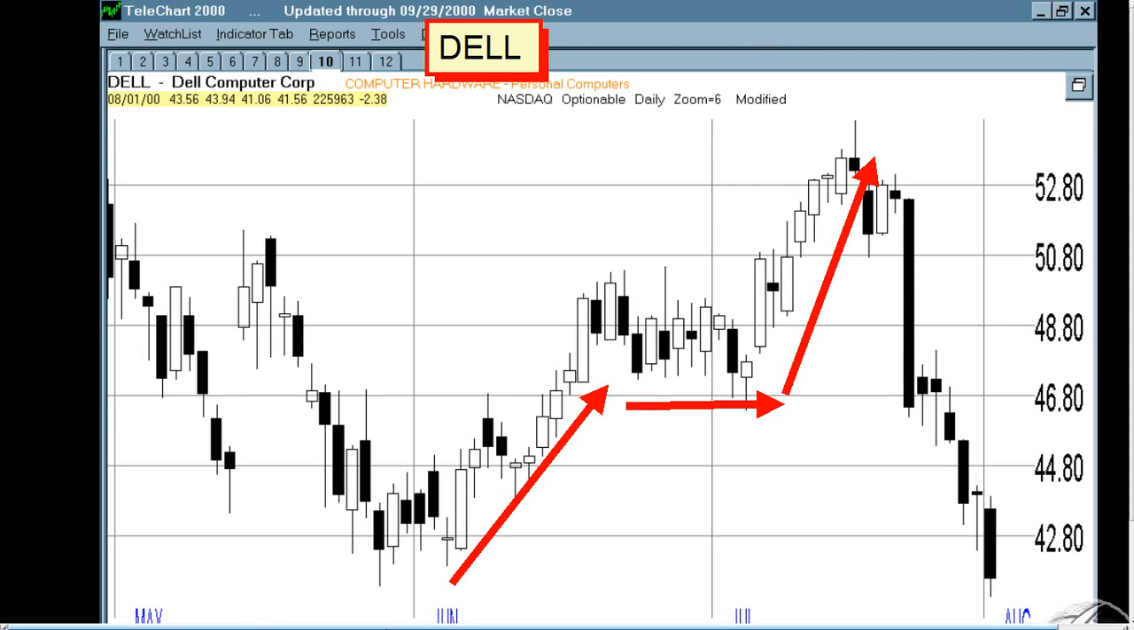Has an up move, goes sideways. How do I know the sideways move is over on wave 2? What starts to happen? Where are the wicks and the candles? On the bottom, the candle's getting smaller. Yeah. And what happens when it starts to take off?